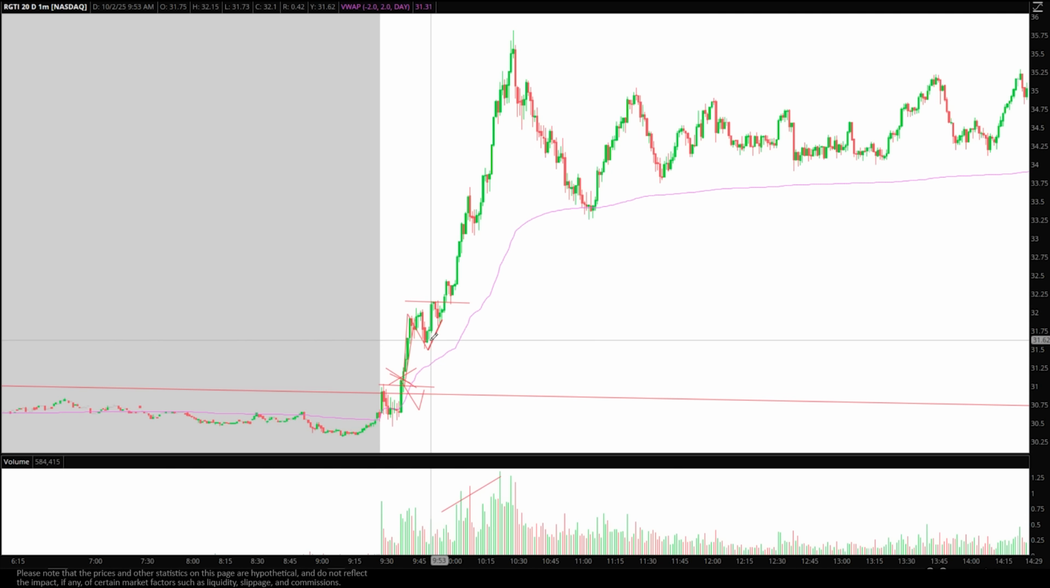Now I can obviously go on with further examples and setups of how price action really rules many decisions surrounding the various strategies and setups that I have. But for now, I'm just going to leave you with those 4.